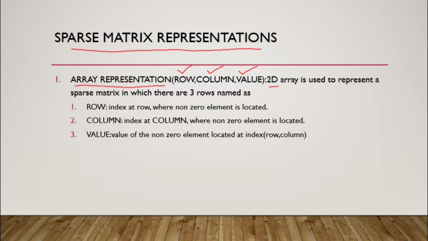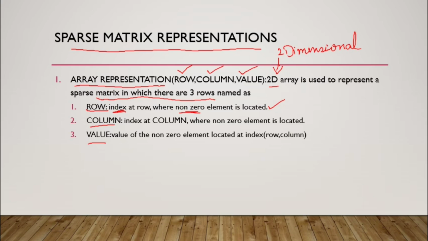Here we are using a 2D array. What is a 2D array? It is nothing but a two-dimensional array. A two-dimensional array is used to represent a sparse matrix, in which there are three fields named row, column, and value. So what is row? Row is the index at row where the non-zero element is located. Here we are representing only the non-zero elements. Let us see that example also. Next one is column.